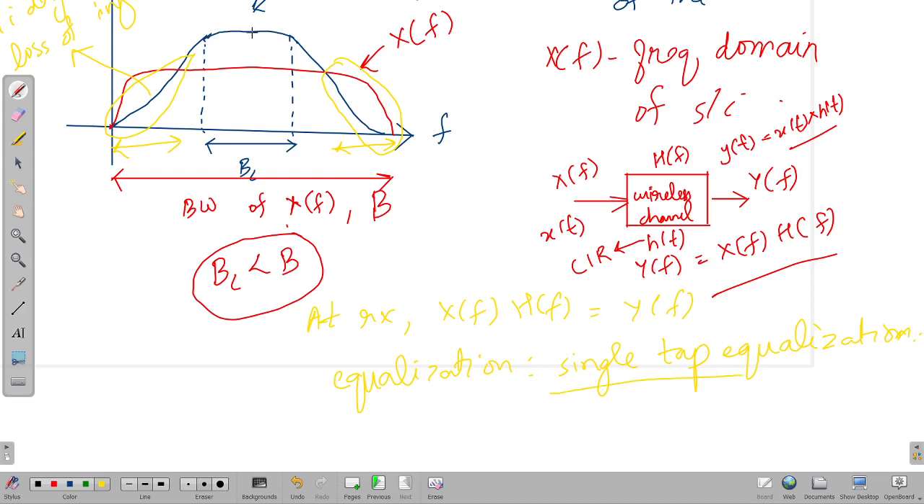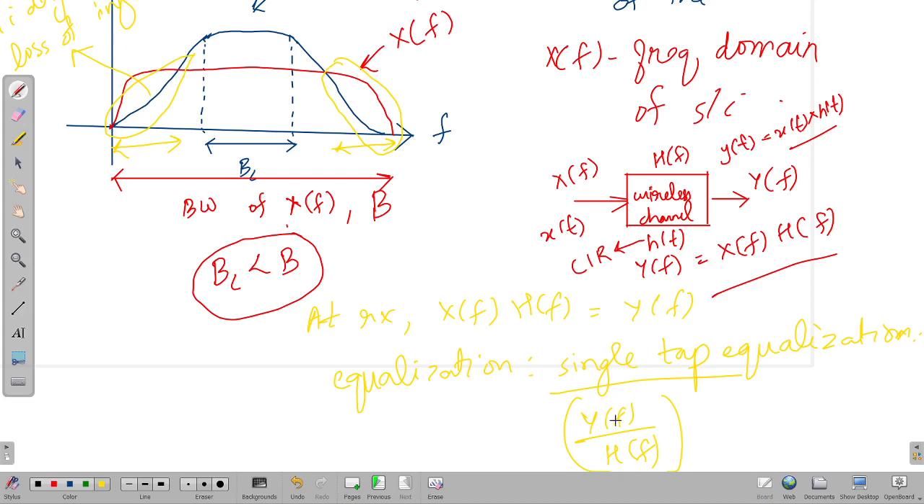So you multiply with a single value of h of f, right? That is y of f divided by h of f. So you do this process, the received signal divided by the frequency response of the channel, and you have a single tap equalization. But you can see a single tap equalization is not going to really work here, because different signal frequencies are getting multiplied with different values of channel impulse response.